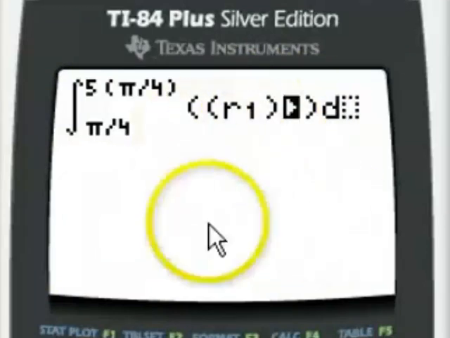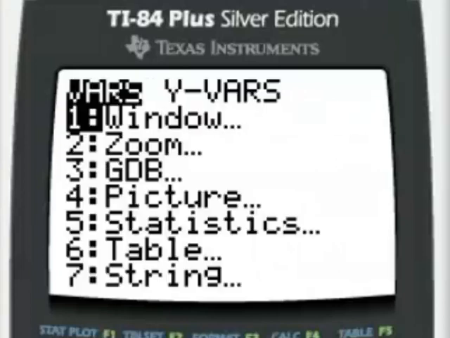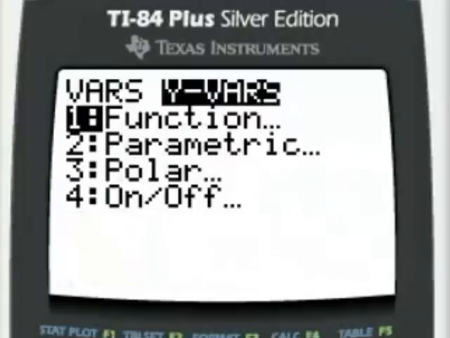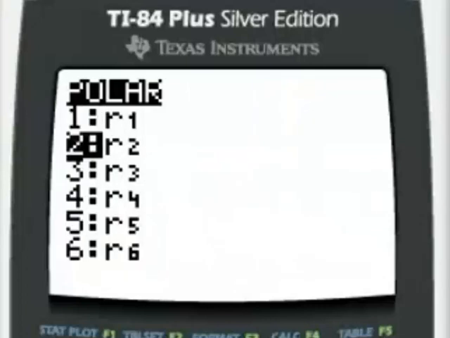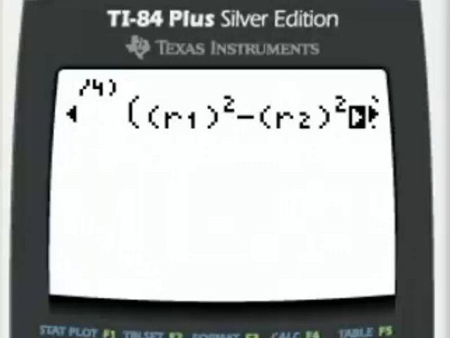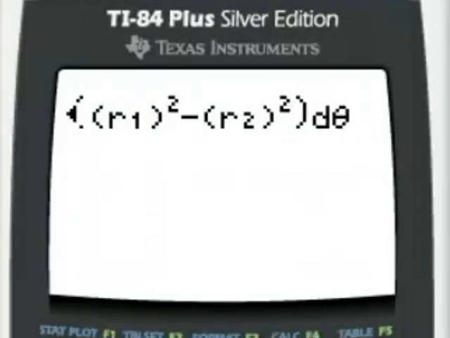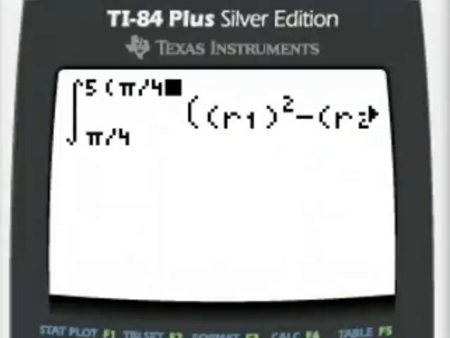I'm going to close the parentheses around R1 and square that, and then minus, open another parentheses and repeat that process, but this time choose r sub 2, hit enter. I choose r sub 2, close parentheses, and I'm going to square that. Then hit my right arrow, and I'm doing things with respect to theta. So there's the integral that we had written on our screen.